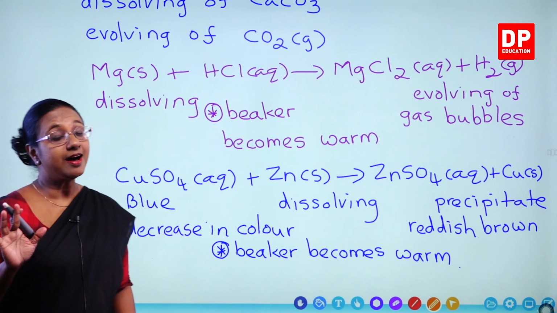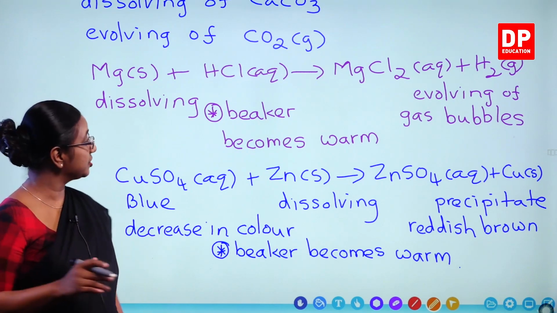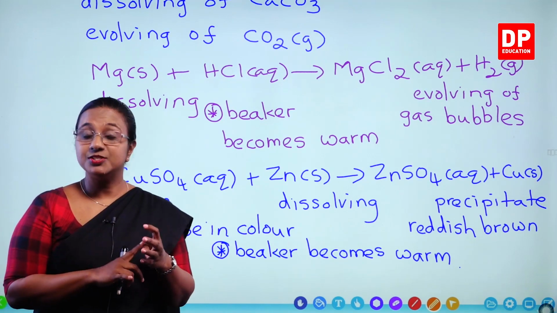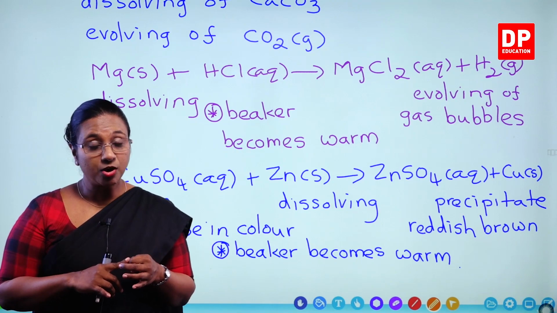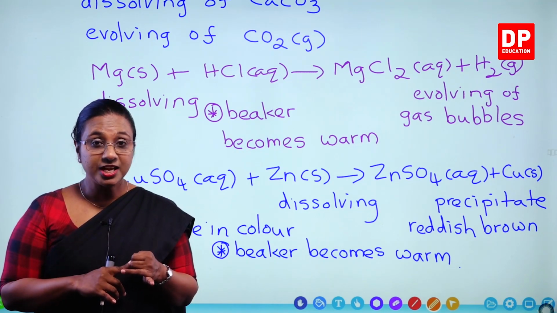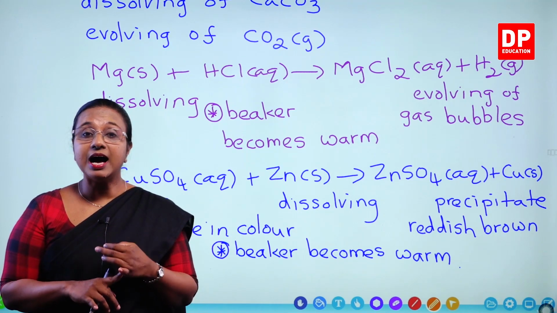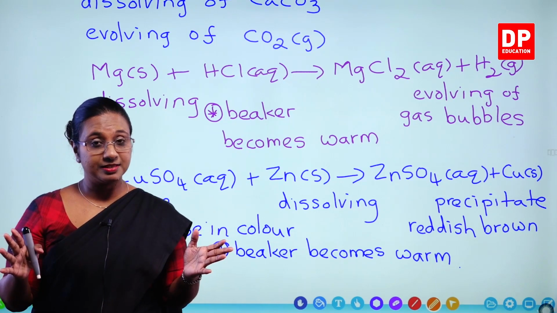So all these are activities that you have seen, and you have seen these observations, so you are familiar with those. So normally we see the dissolving of reactants or disappearance of the reactants, evolving of gas bubbles, color change, formation of precipitate. So all these are evidences that a chemical reaction is taking place.